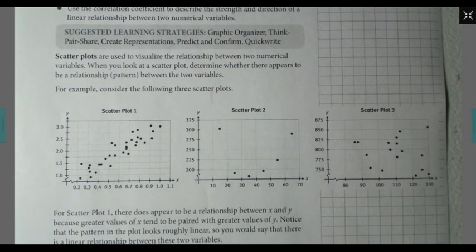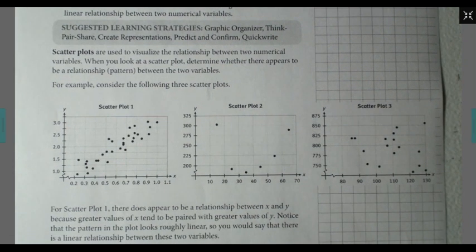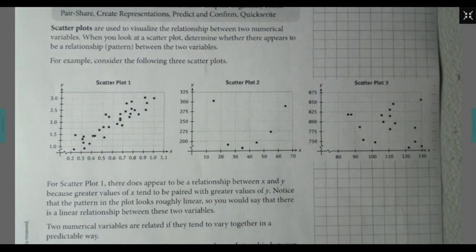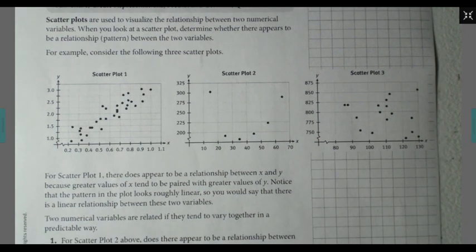For scatter plot number 1, there does appear to be a relationship between x and y because greater values of x tend to be paired with greater values of y. Notice that the pattern in the plot looks roughly linear. So you would say that there is a linear relationship between the two variables. Two numerical variables are related if they tend to vary together in a predictable way.